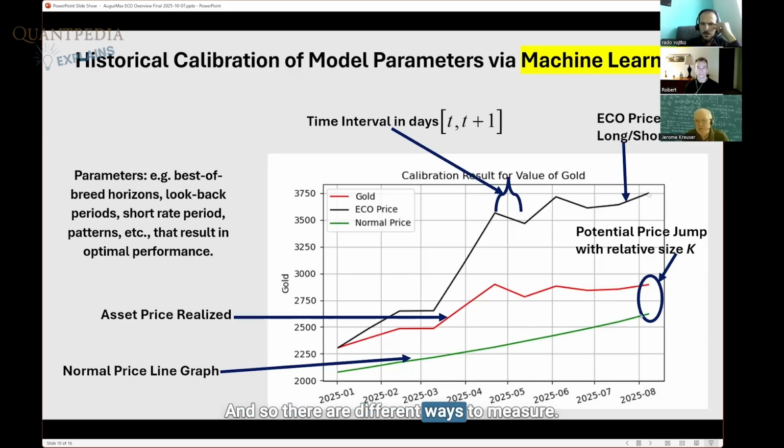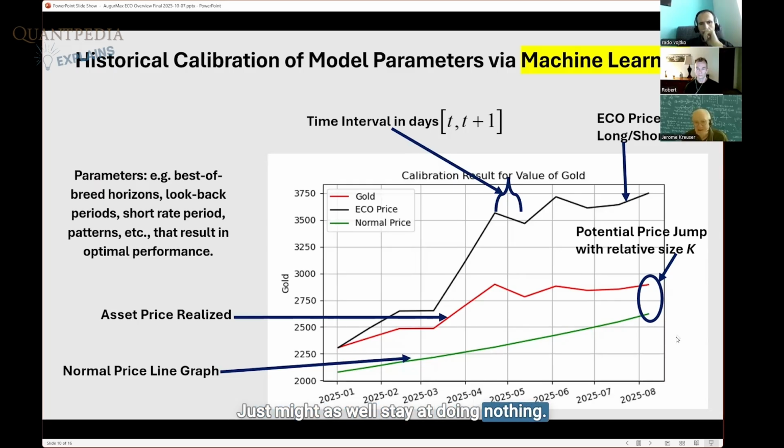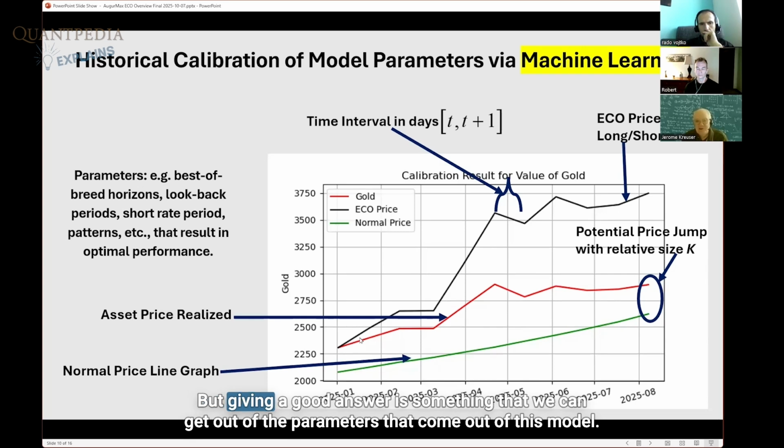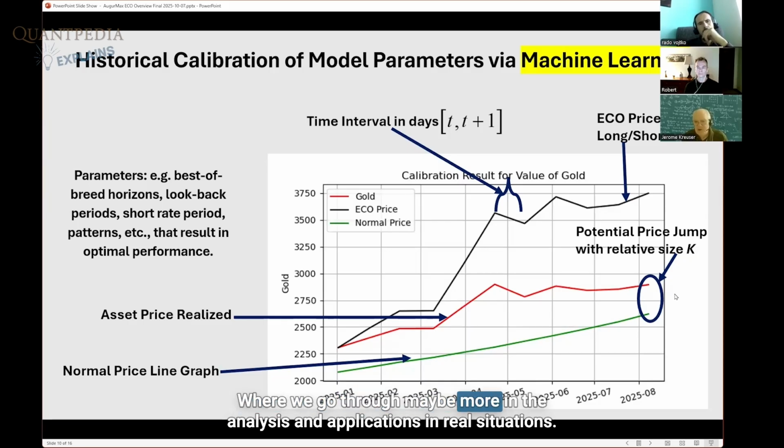And so there are different ways to measure the parameter settings that you get to generate a model that looks like this. We're always looking for outperformance. If we can't find outperformance after going through all this, then we give up. This one doesn't. Might as well stay at doing nothing. We can't give you a good answer. But giving a good answer is something that we can get out of the parameters that come out of this model. There are too many to go over. We won't go over this. Some future time we may go through more of the analysis and applications in real situations.